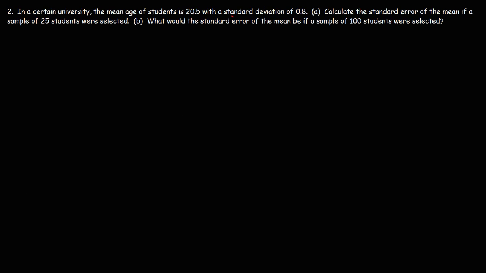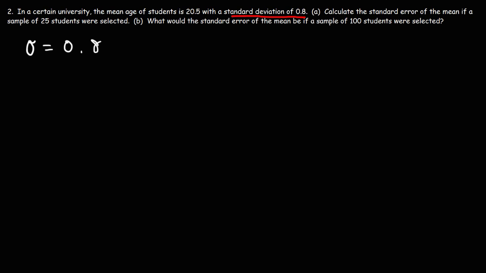Now, what type of standard deviation do we have in this problem? Because there's two types. There is the standard deviation of the sample and the standard deviation of the population. 0.8 is the standard deviation of all the students in this university. So that is the standard deviation of the population. And it's represented by the symbol sigma.